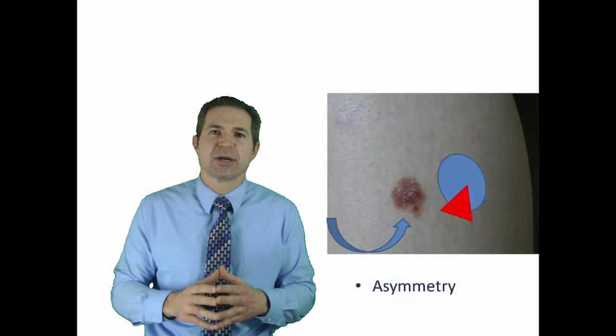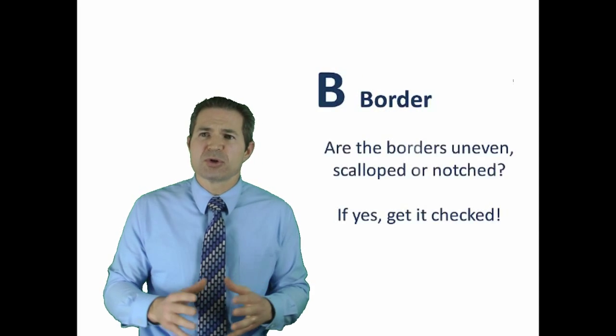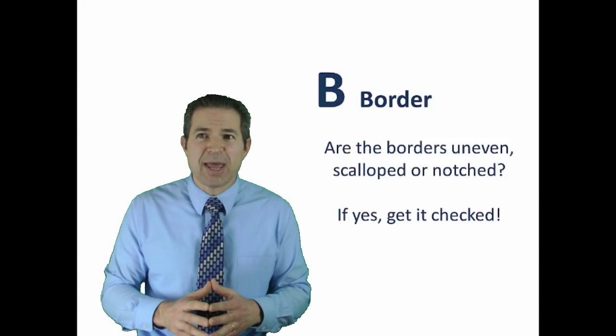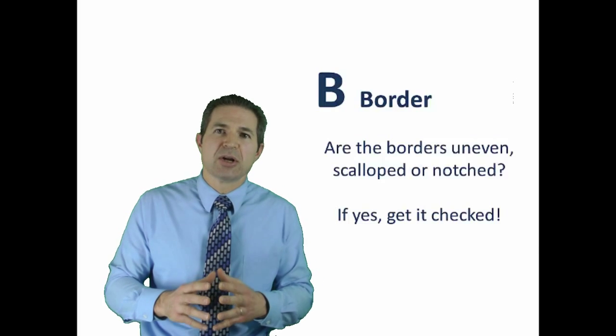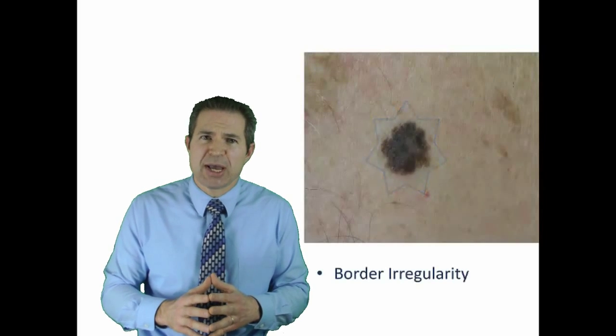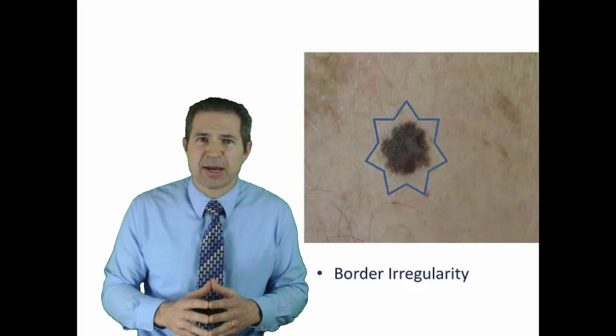Now, the border irregularity is actually B. When we think about the border irregularity, we really want to be looking at a mole and seeing how smooth the borders are around the edges. Are they scalloped or notched? If the answer is yes, you want to have it looked at. Even though the color might be even throughout a mole, if the edges are somewhat irregular, jagged, or those edges just don't look right to you, come on in and have it looked at.